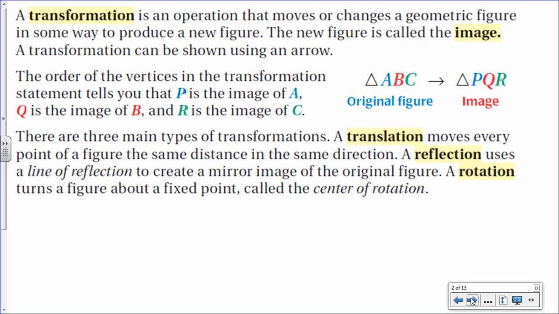All right, guys, so the original is blue. The image is red, just like before. We have A and then A prime. That's all the same. A translation just shifts a figure over. A reflection flips it up or down, left, right. A rotation spins it around. Everything's pretty much the same as before.